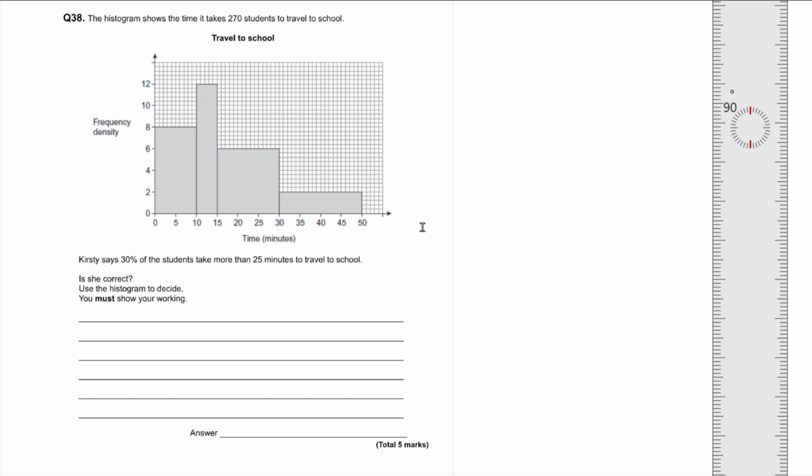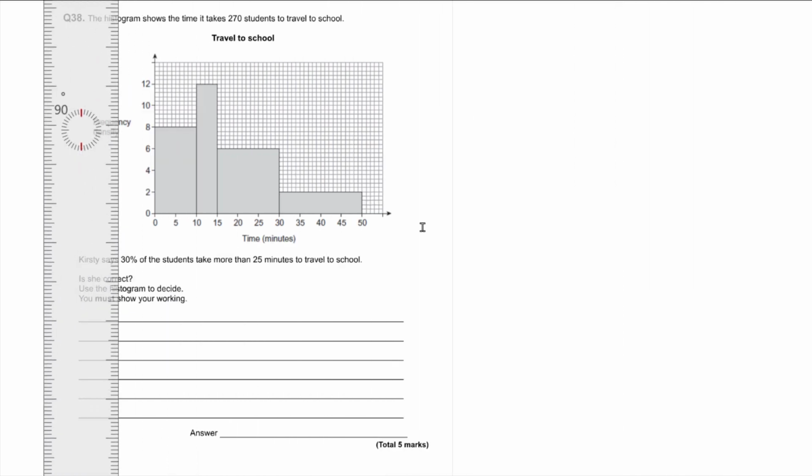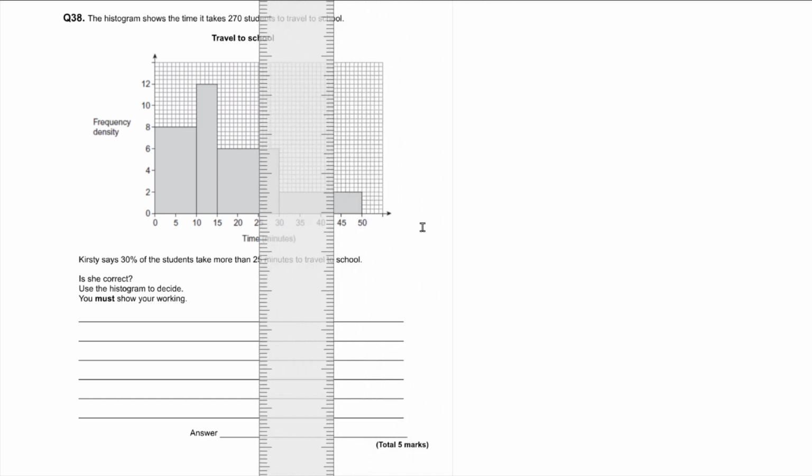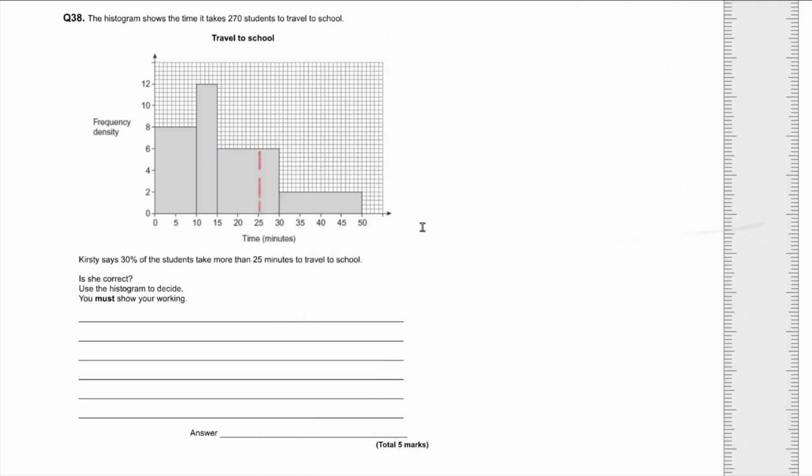Right, so 30% of the students take more than 25 minutes to travel to school. So we're going to test that. We're going to find out how many people we think take more than 25 minutes to travel to school and compare it with Kirsty's 30%. So what we're going to do is find 25 minutes on the graph and draw a line. It's a little bit like the first question, in that we're then going to have to work out the area of the bit to the right of that line, aren't we?